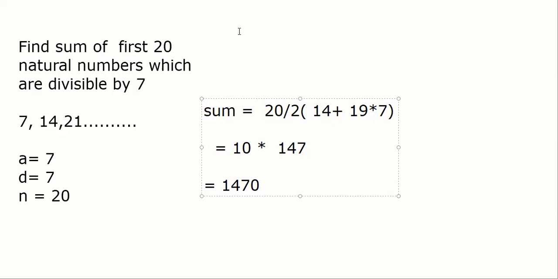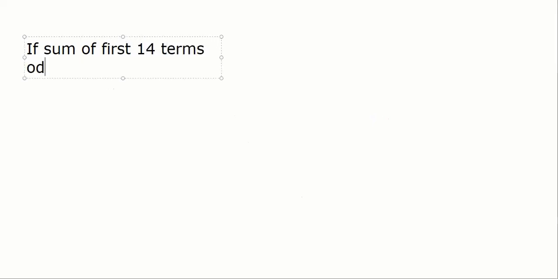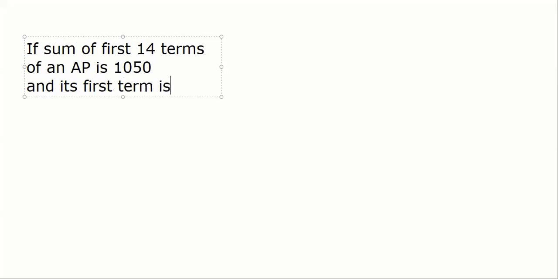Now how will you do this kind of question? If I say, if the sum of the first 14 terms of an AP is 1050 and its first term is 10, find its 20th term. Can you solve this, everybody? Try.